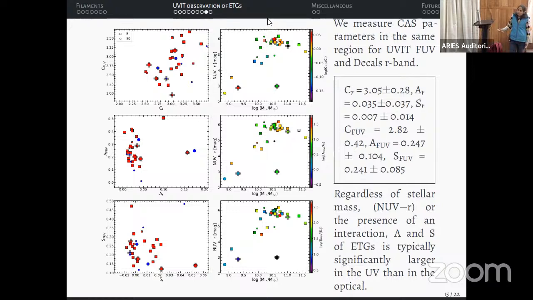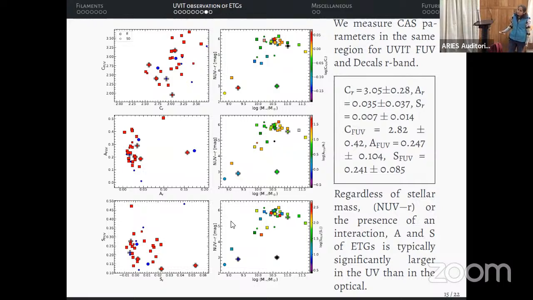On the plots over here, we plot log FUV parameter versus optical parameter. The first one is for concentration, C FUV by C optical, then asymmetry of UV versus optical, and smoothness of UV versus optical. And we have NUV minus R color here and stellar mass here. Mostly I want you to look at the region over here.